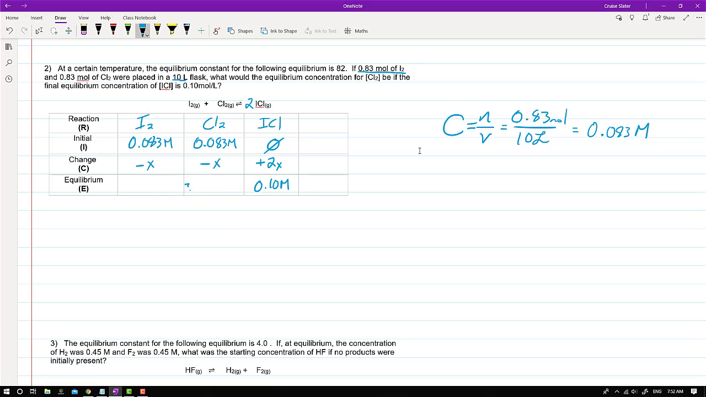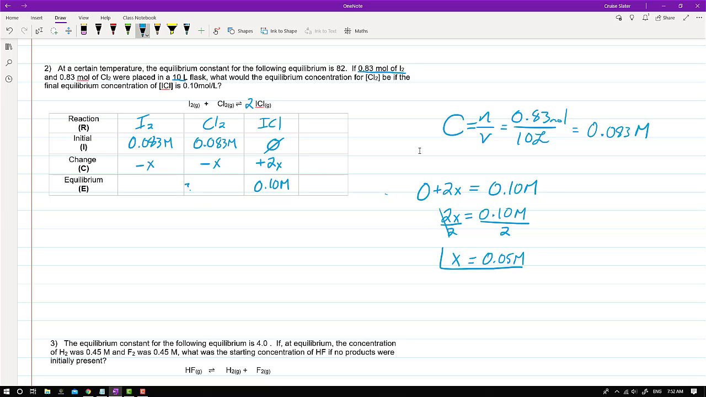Next thing we have to do is figure out what is x. Well, let's look at that from the perspective of ICl. So we know that we start off with 0, we add a value of 2x, and we magically get to 0.10 molar solution of ICl. So the 0 is insignificant, so I'm just going to drop that and go 2x equals 0.10 molar. And then we just divide by 2 on both sides of the equation. Our 2's will cancel, and we're left with x equals 0.05 molar. Okay, so that's our change value.